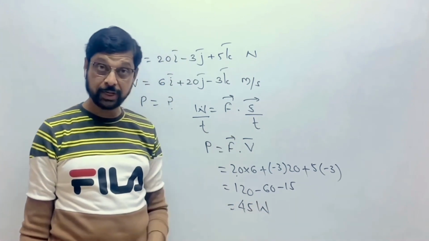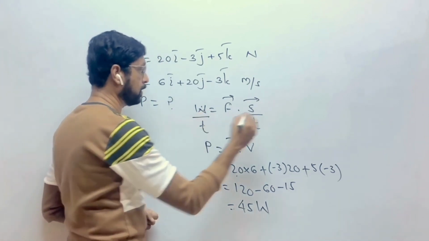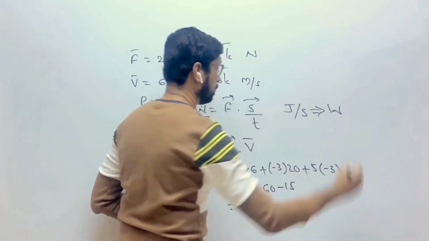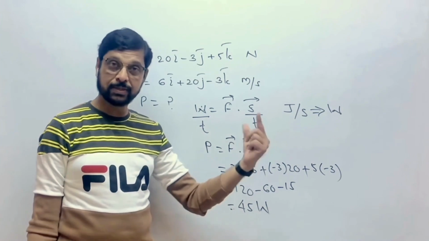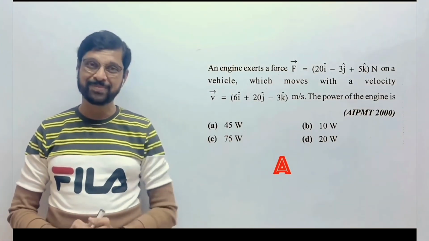The SI unit of power is joule per second, work done per unit time, joule per second, which is called watt. So 45 watts is the answer. So your answer is A, 45 watt.